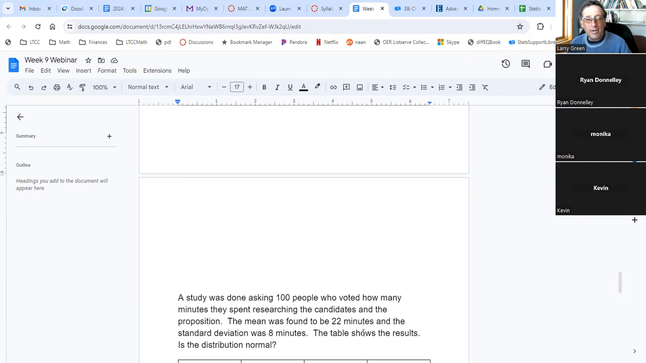So the mean was found to be 22 minutes and the standard deviation was 8 minutes. The table shows the results. Is the distribution normal? Okay, not the sampling distribution. This would be the distribution of the population. Is that a normal distribution?